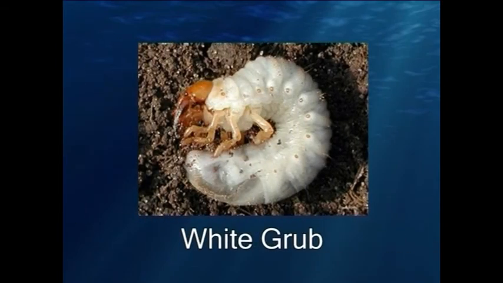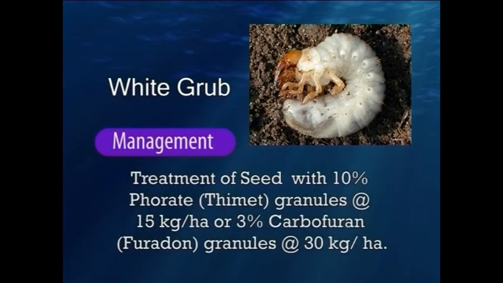Next is white grub. This can be managed by treatment of seeds with 10% phorate, that is Thimet granules, at the rate of 15 kg per hectare, or 3% carbofuran, that is Furadan granules, at the rate of 30 kg per hectare.